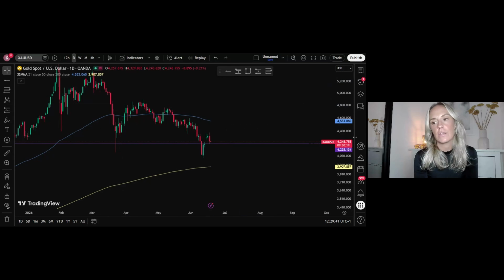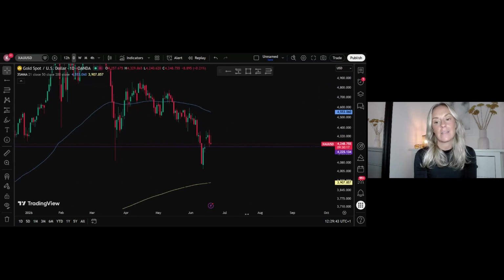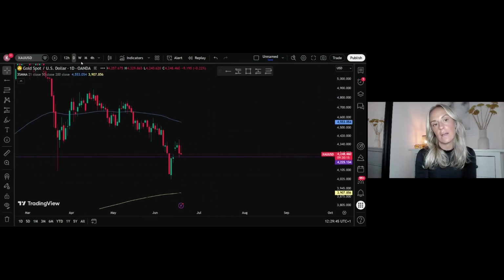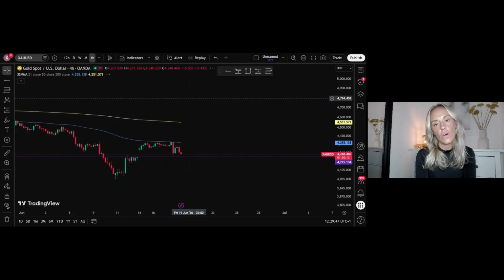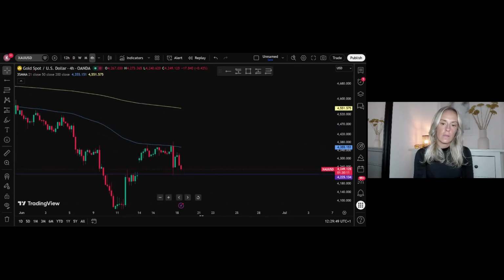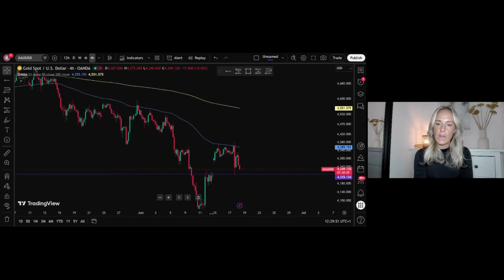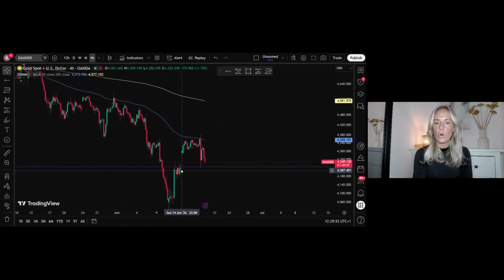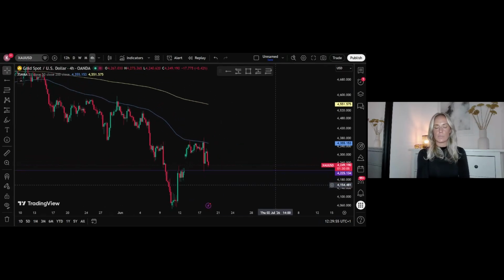If I'm wanting to get a sniper entry with one of my trades, I will go as low as the 4-hour. So it just tells a bit of a better story. I wouldn't really go any lower than that because then it just becomes noisy and a bit messy. So that's where I would stay and try and get a good entry on the 4-hourly time frame.